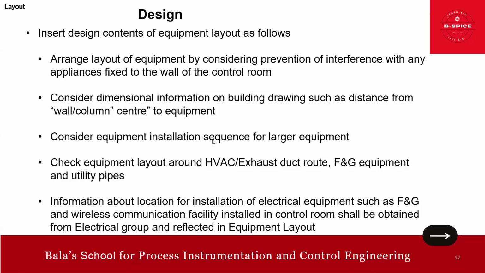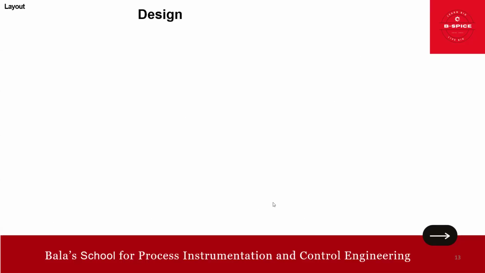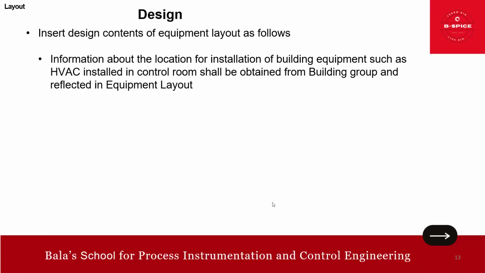Okay. Then information about the location for installation of electrical equipment, such as fire and gas system, wireless communication facility, all this we have to get from the electrical group and reflect in the equipment layout. Okay, right. So these are the design steps, and a few more to add on.